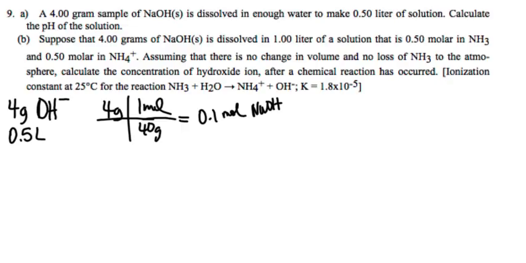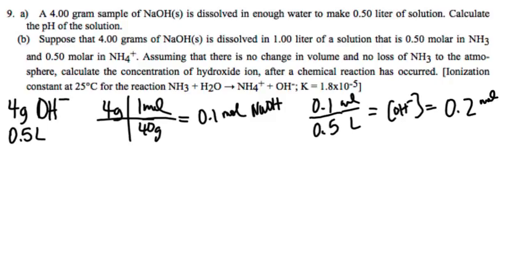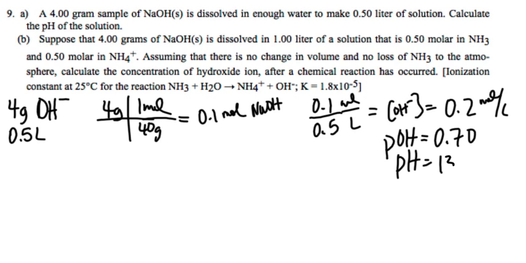How do I get to concentration? Moles per liter is going to give me the OH concentration, which is equal to 0.2. If I take the negative log of that, I get pOH, 0.7.